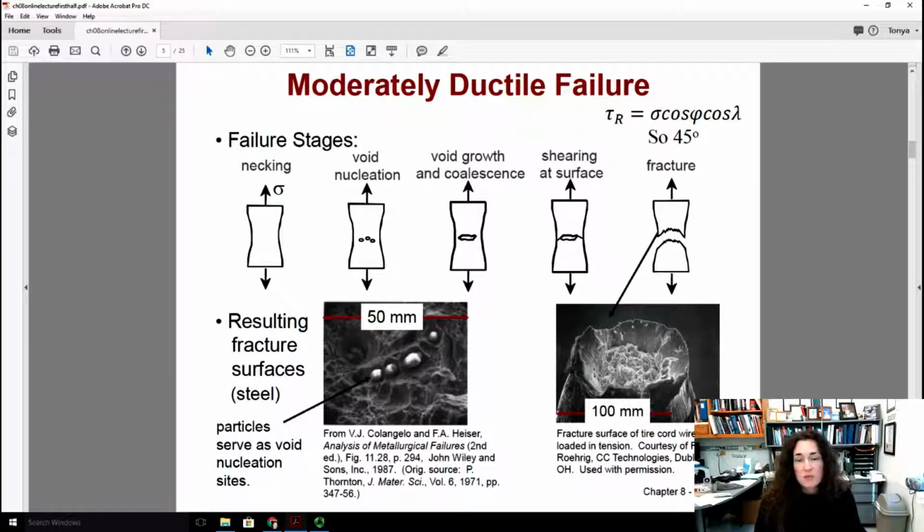This is called a cup and cone structure, because on one side you have a little cup that formed right there, and the other side you have what looks like a cone. Okay, so that's the typical cup and cone structure that results from moderately ductile failure.